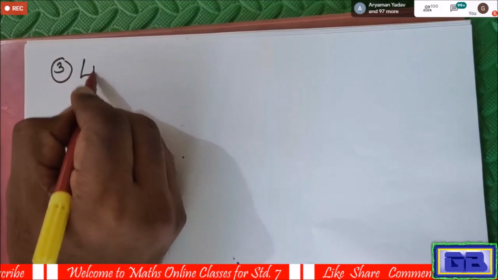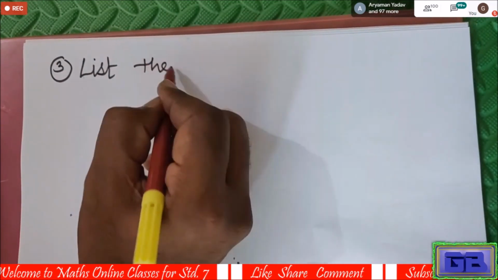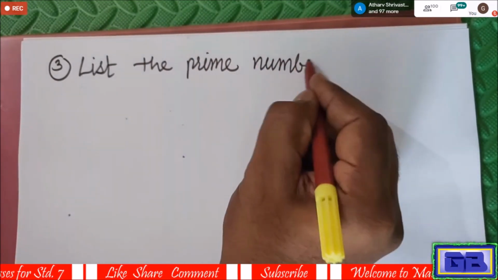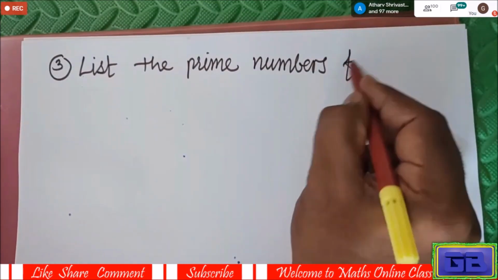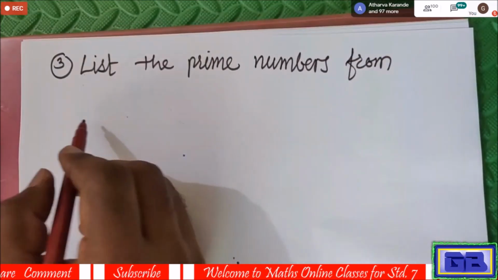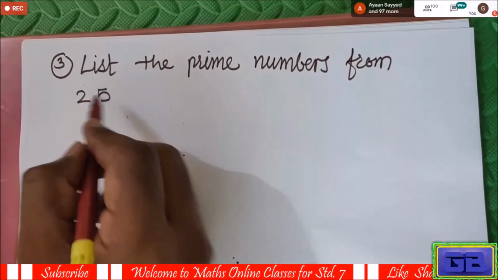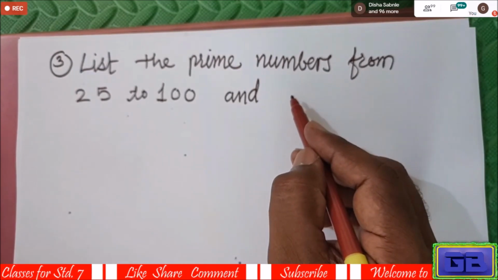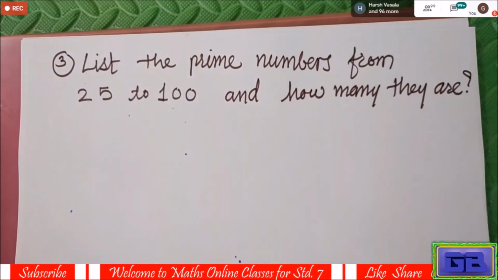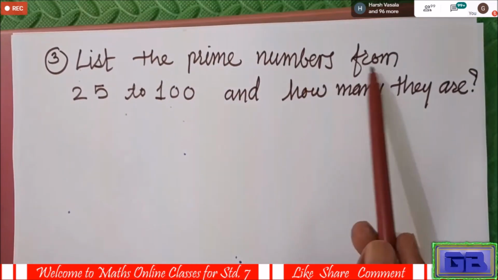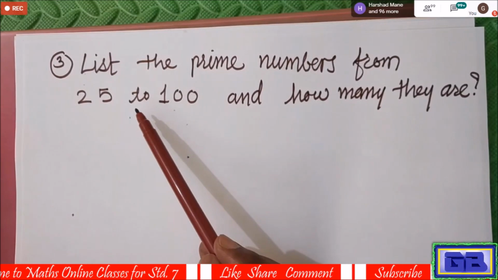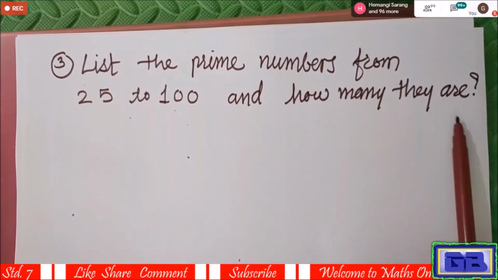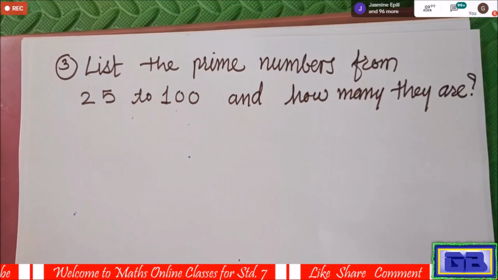Question number 3. List the prime numbers from 25 to 100 and how many they are. This question I am giving you for homework.